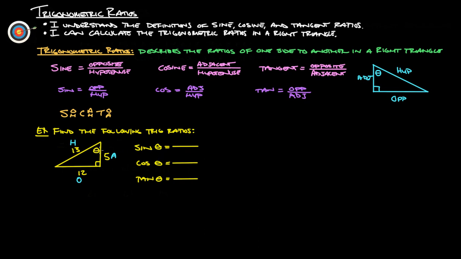So sine of theta, if you remember, is opposite over hypotenuse, O over H. From this angle, the opposite side is 12. So we'll just put 12 over the hypotenuse, which is 13.